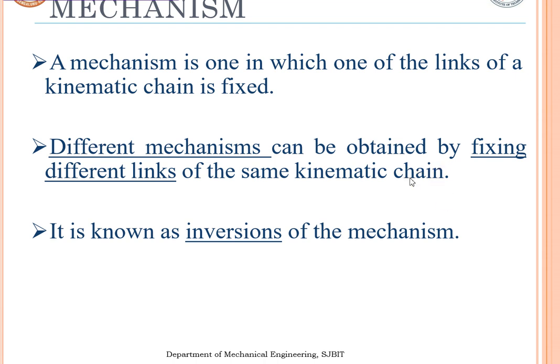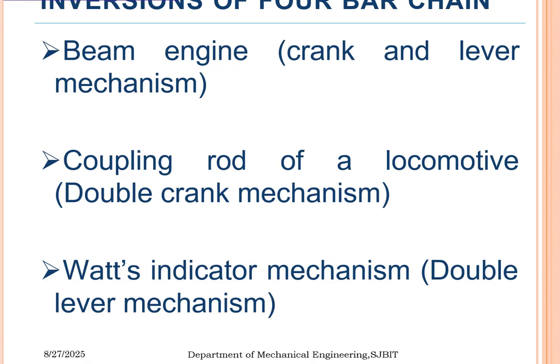If we do inversions of any mechanism, that will help in getting the work done in one way or the other. So inversions of a 4-bar chain, if you take, the examples of inversion of 4-bar chain are beam engine, coupling rod of a locomotive, and Watt's indicator mechanism. These three examples we are supposed to discuss in detail.